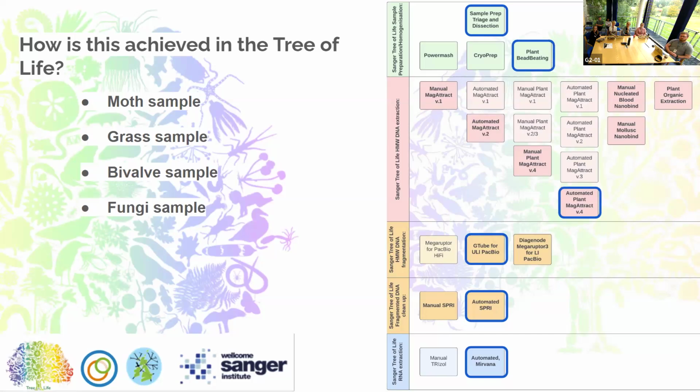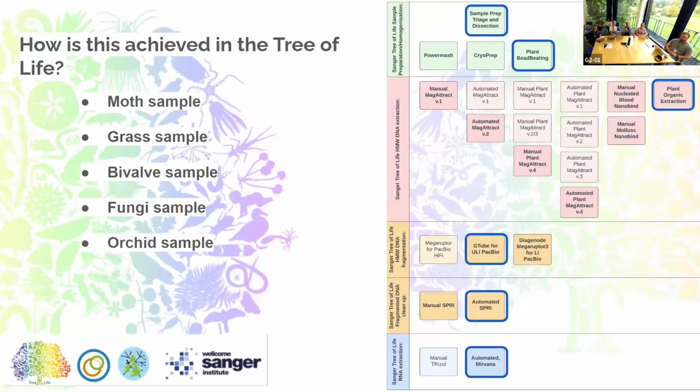Fungi samples go through bead beating and the automated plant Magattract process, so the lysis there is actually more challenging than initially anticipated, and we do favour the ULI sequencing method for fungi. And then an orchid sample is a very challenging plant sample. So it would go through bead beating and the plant organic extraction method. I'm sure Ben would tell you that they don't all finish their journey there, and some of them do go into further R&D.